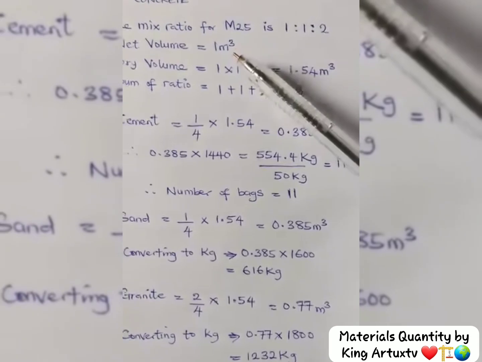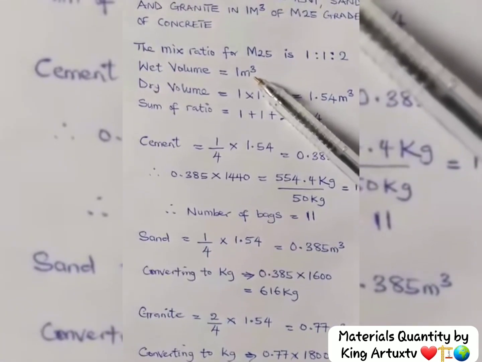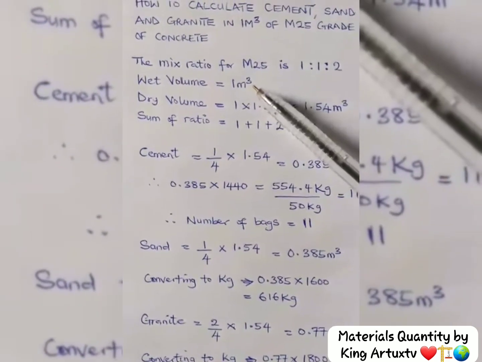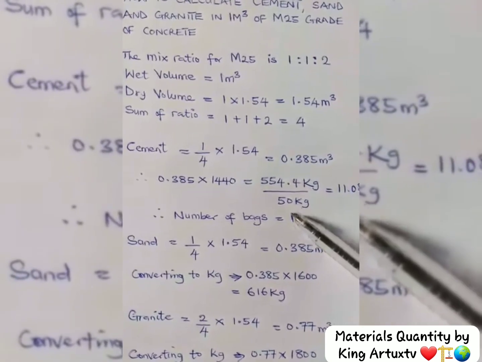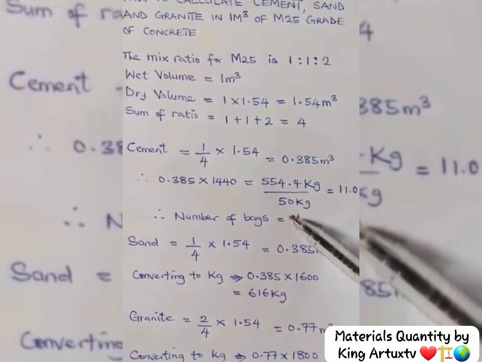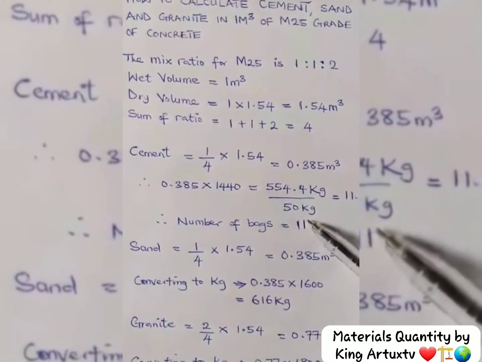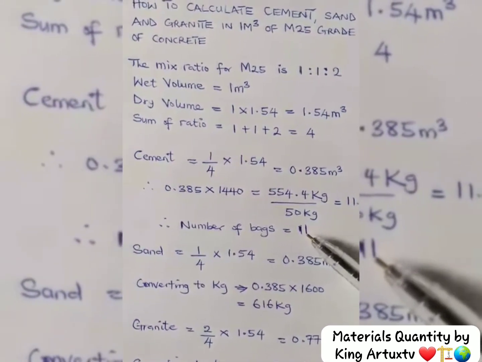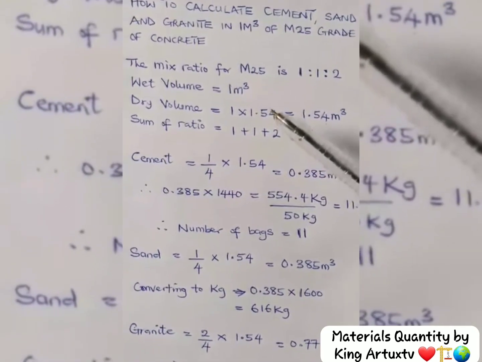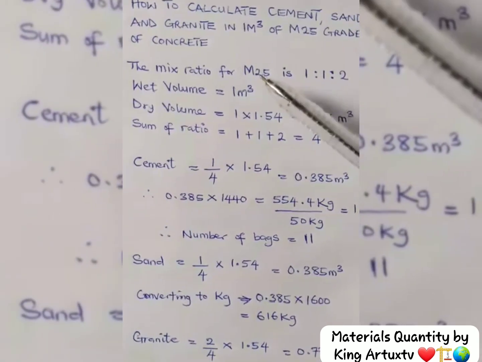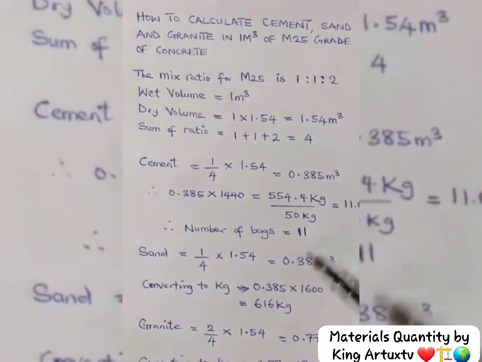So if you have 5 cubic meters by volume of the components you want to concrete, you only need to multiply 5 by 11, which becomes 55. So 55 bags of cement will be enough to do the concreting of 5 cubic meters of grade 25 concrete. Okay, so that is how you go about that.